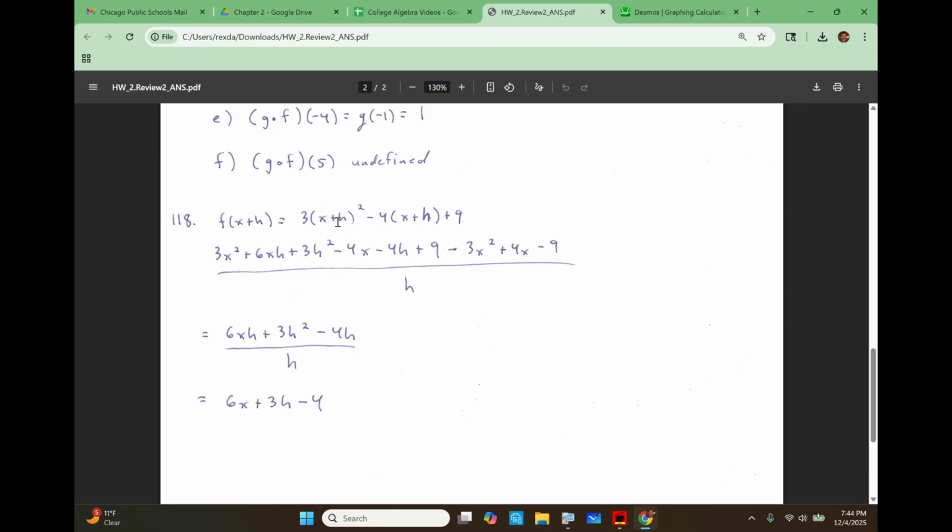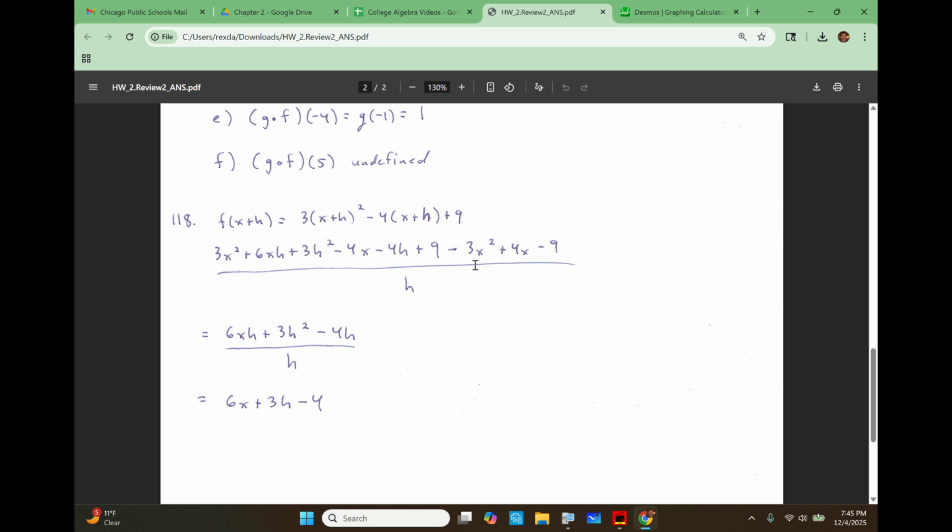Let's FOIL this out. This (x plus h) squared is going to be x squared plus 2xh plus h squared. Now I'm going to multiply all of that by 3. So that's going to be 3x squared plus 6xh plus 3h squared. Distribute the minus 4 to both terms: minus 4x minus 4h. And then add the plus 9. Now don't forget after that, I have to subtract the entire f(x). So it's going to be minus 3x squared plus 4x minus 9.